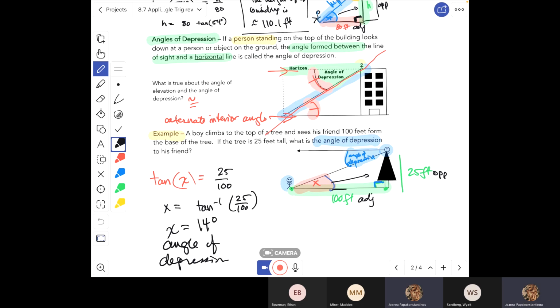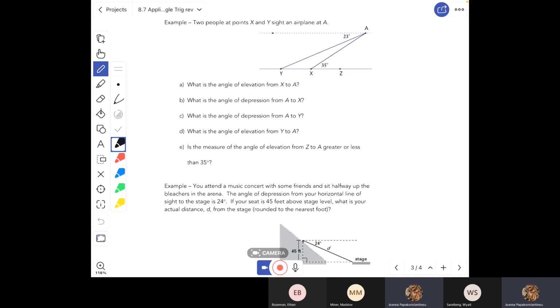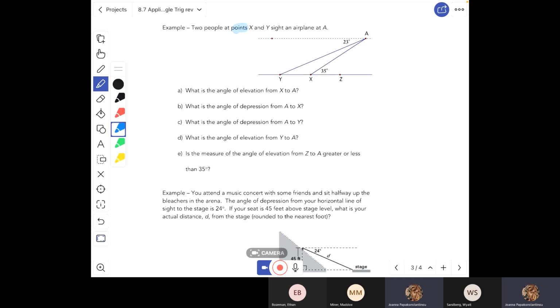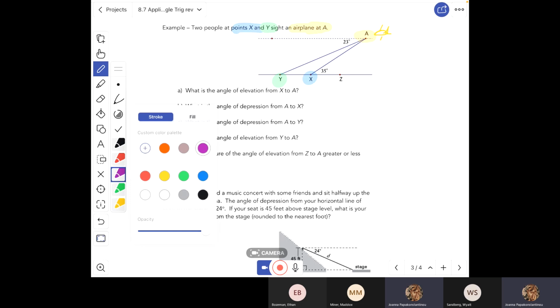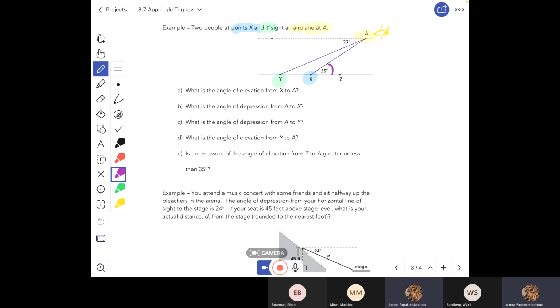So think of all those little surveyors out there looking at those angles of elevation and angles of depression that can be used to find angles, heights, all sorts of things. Look at another example. We have two people. We have one person at point X and another person at point Y. They see an airplane at A. So there's my little airplane. We've been given some other additional information. We have been given the fact that this angle measure is 35 degrees. So the angle of elevation from X to A is what? 35 degrees. Do we see that? The angle of elevation from X to A with the horizontal is that degree measure.